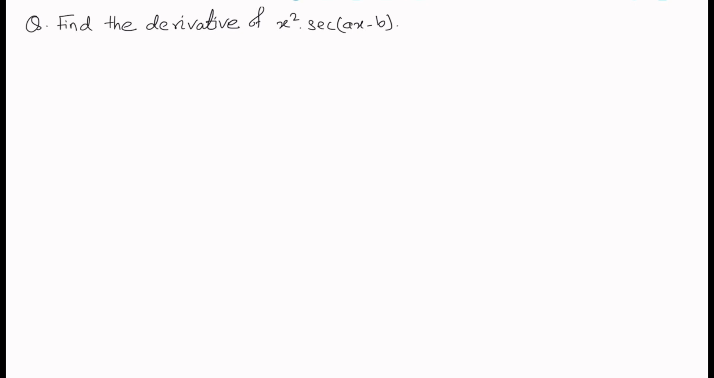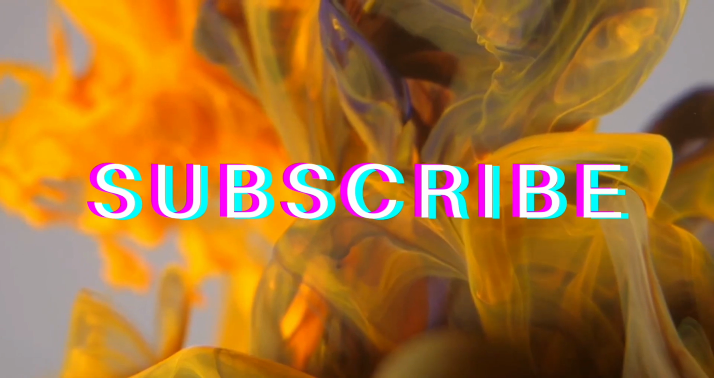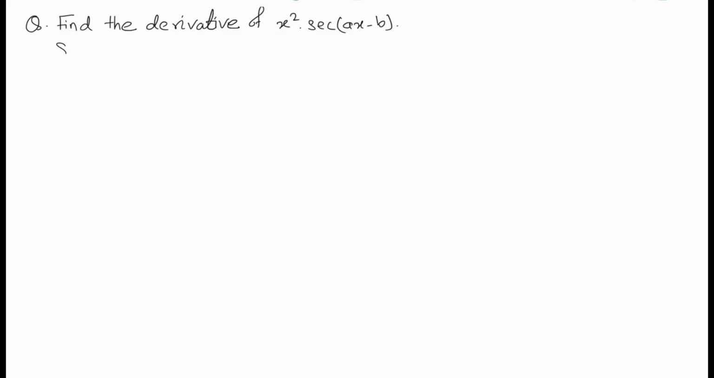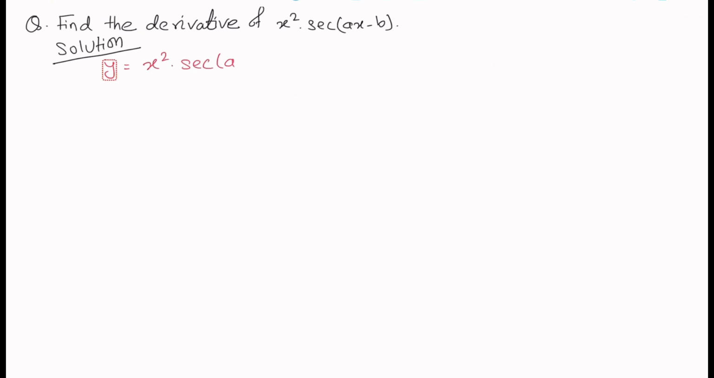A derivative numerical which is x square times sec(ax minus b). So without any further delay, let's get started, how to solve such numerical. So I will write the solution here, and let us assume that we have y equals x square times sec(ax minus b). Next, we will start the solution.